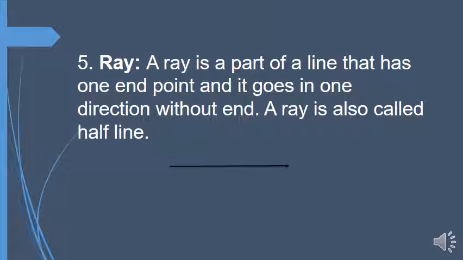A ray is a part of a line that has one end point and it goes in one direction without end, means एक direction में जाए and it doesn't have any end. So a ray is also called a half line, means a line which is going in half phase. So that's what a ray is. A ray is a part of a line that has one end point and it goes in one direction without end.